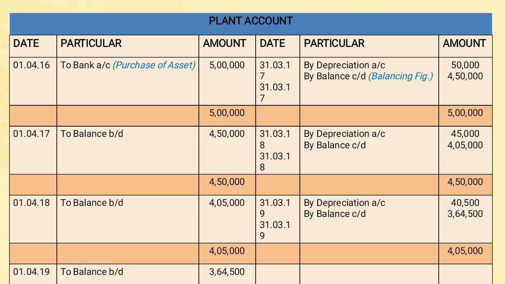So this is of the plants account. Clear? So this is the way how to prepare the assets account, how to prepare the plant account, and how to prepare the machines account. Okay.